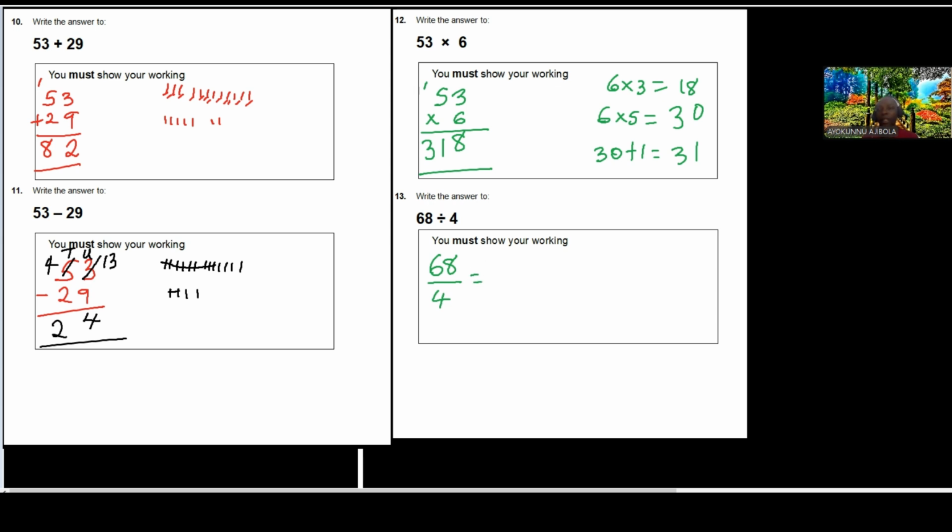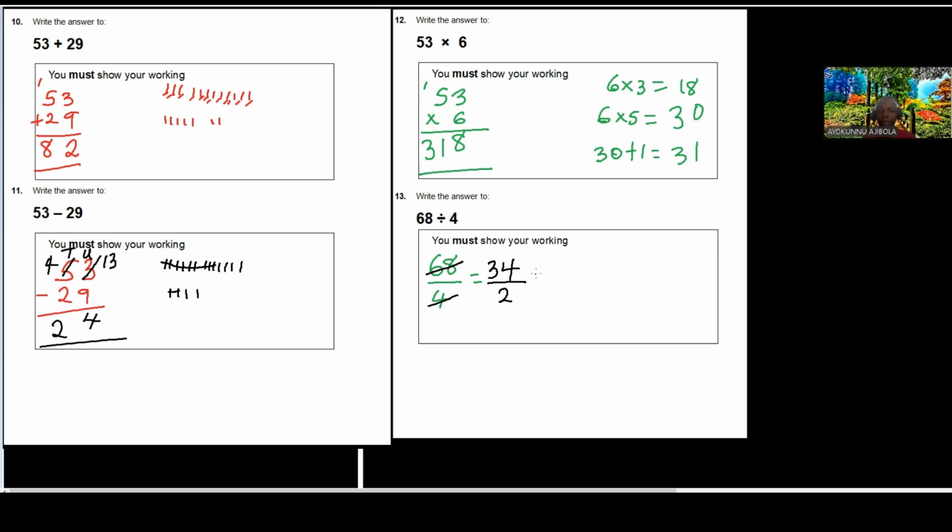Before I can start dividing, I can divide straight away, but I want to choose not to divide straight away. I want to reduce it first. What's a number that can divide this and can divide this? That number is 2, okay? How many 2 will I see in 2? In 4, that is 2. How many 2 in 6? That's 3. How many 2 in 8? That's 4. Is that clear?